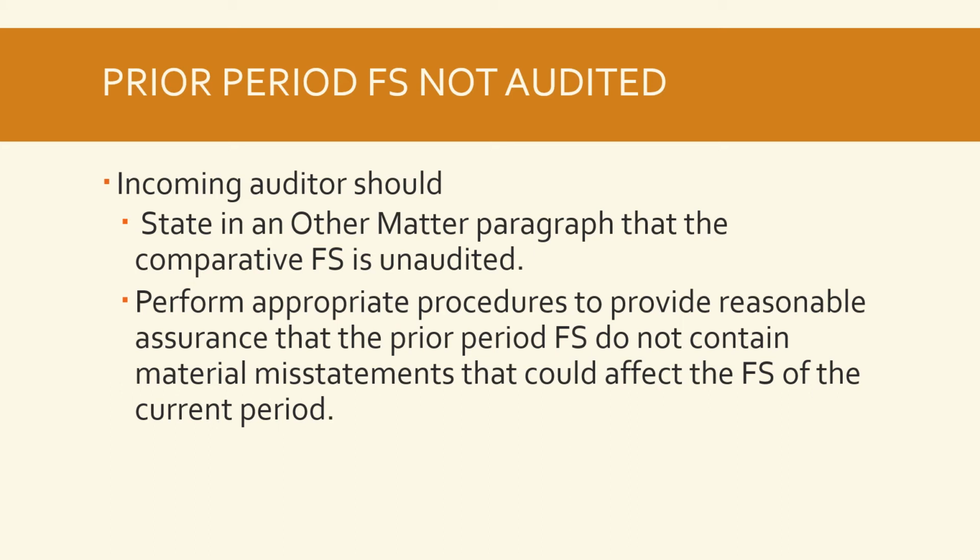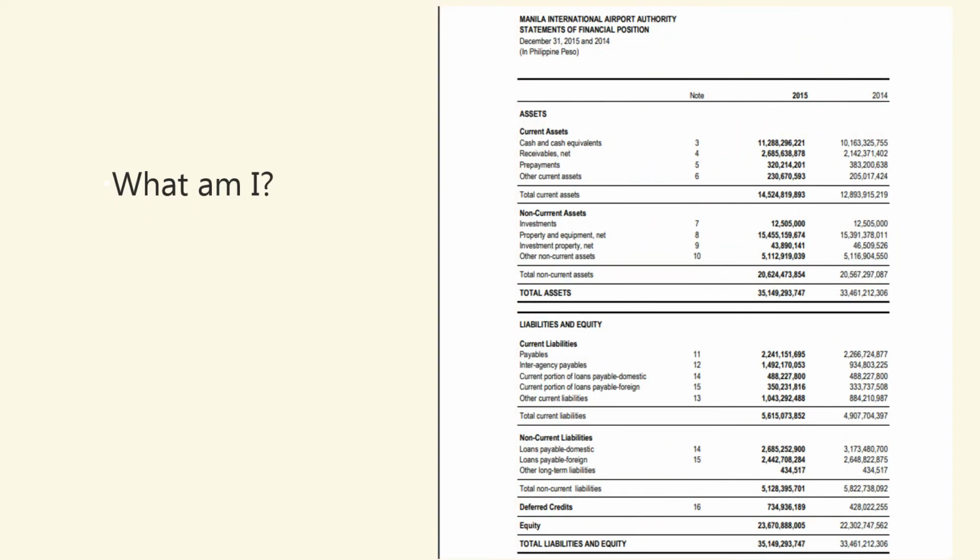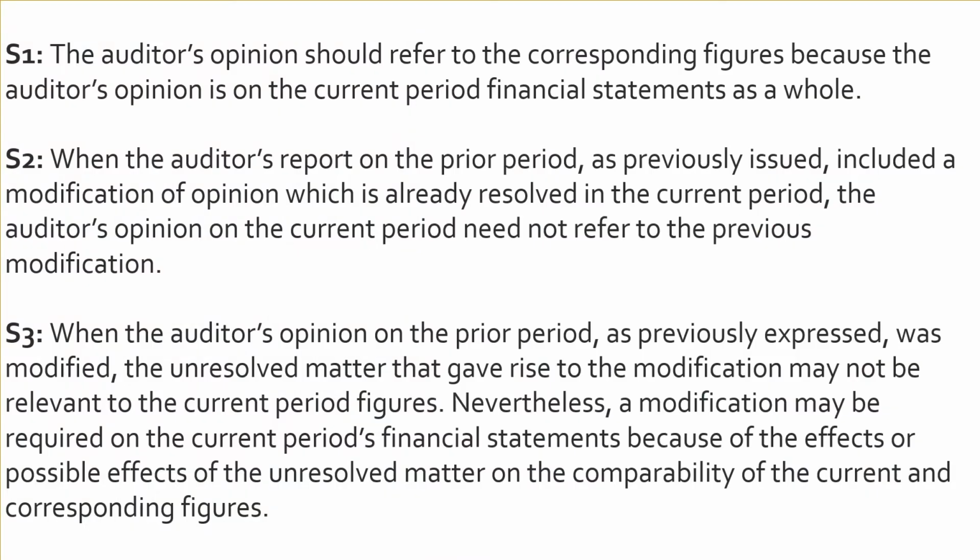Now, we have been talking about corresponding figures and comparative financial statements. So, what is this? So, we see here a complete set of financial statements where there are two periods presented. This is, of course, an example of a comparative financial statement. Okay, so let's try to apply some of these concepts by evaluating if these statements are true or false. Let's start with statement number one. The auditor's opinion should refer to the corresponding figures because the auditor's opinion is on the current period FS as a whole.